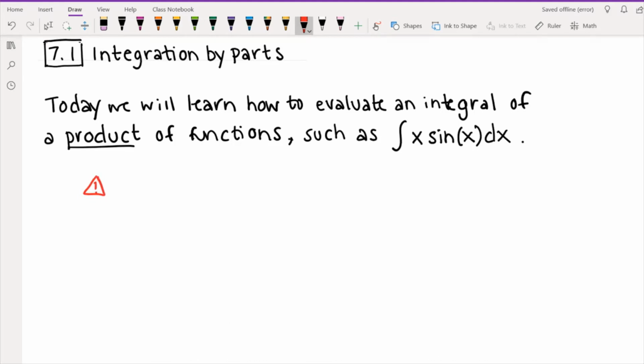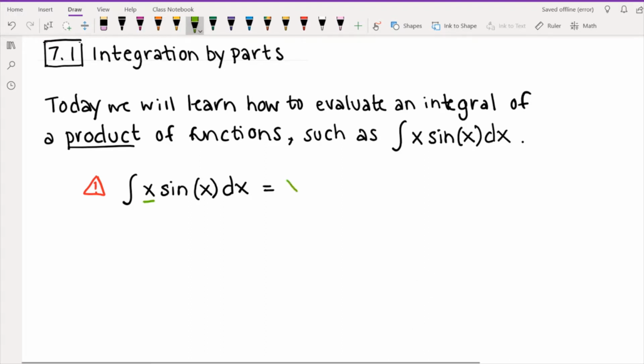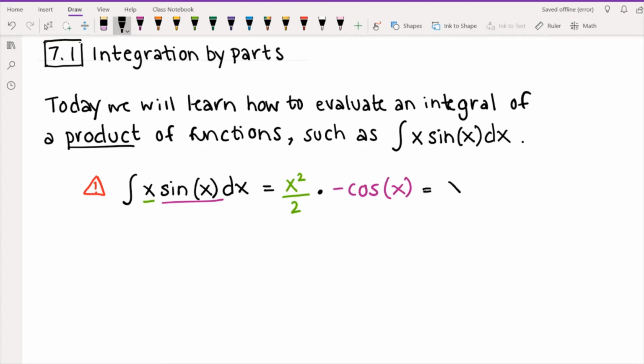And so one other thing I want to mention that would not work here, and it's a common mistake that students will make, it would not work to say that the integral of x times sine of x dx, you could not say, oh, okay, well, I'll take the antiderivative of x, and that's x squared over 2, and then I'll just multiply that with the antiderivative of sine of x. So the antiderivative of sine of x is negative cosine of x. And so altogether, that would give me negative x squared times cosine of x over 2. That is not correct.